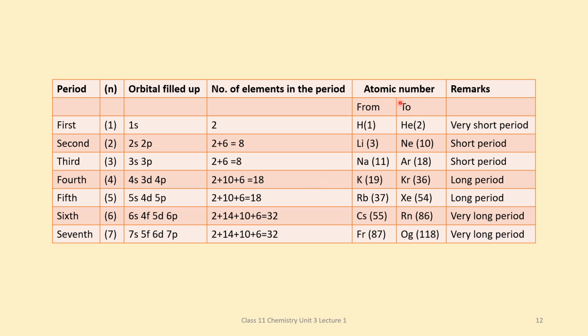A brief description about the atomic numbers is given in columns number 5 and 6. That is, it starts from hydrogen 1 to helium 2 in the first period. Similarly, for other periods, up to 118 elements are given in the 7th column. A brief about the periodicity is also given in the remarks column. In the first period, the period is very short. The second and third are short periods, whereas the fourth and fifth are long periods. The sixth and seventh are very long periods. So this is for remembering in brief.